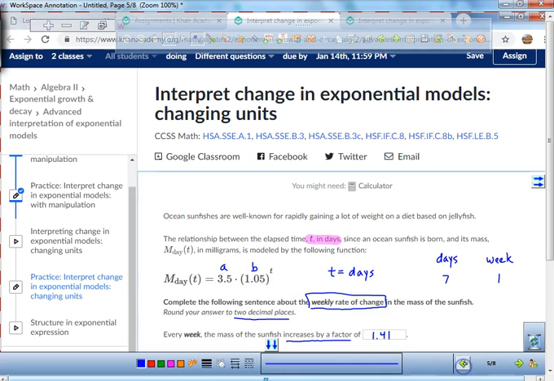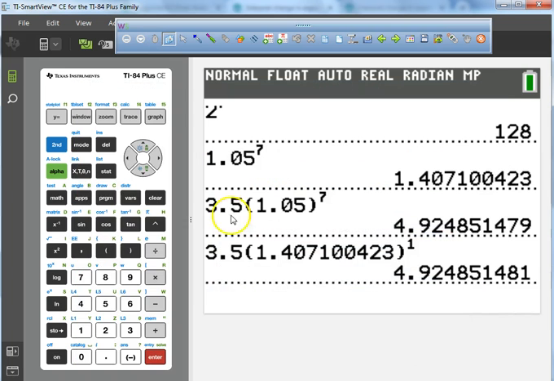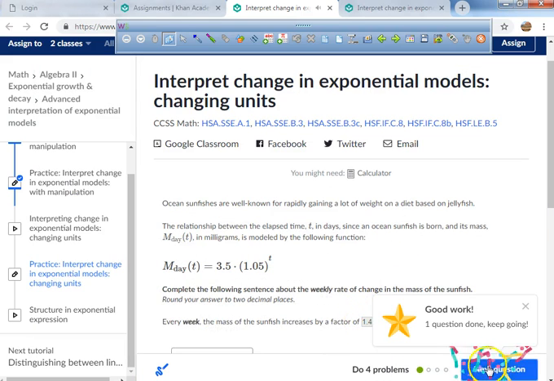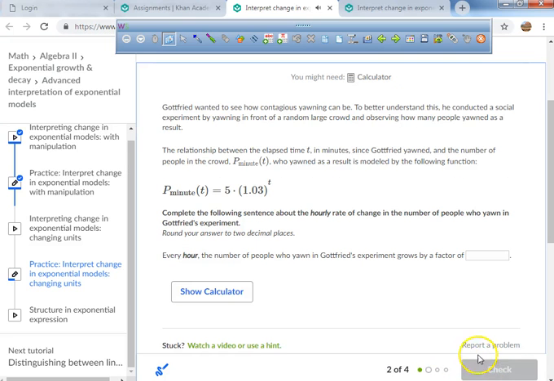So if we go back here, what am I going to write there? 1.41. Let's see if we get it right. All right. Got it right. Okay? We'll do one more of these problems as an example.